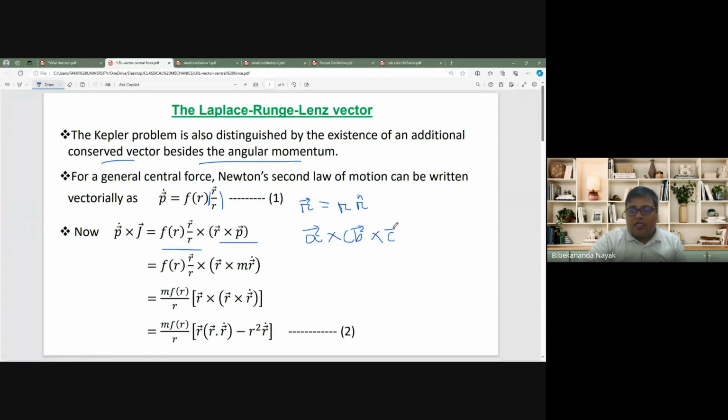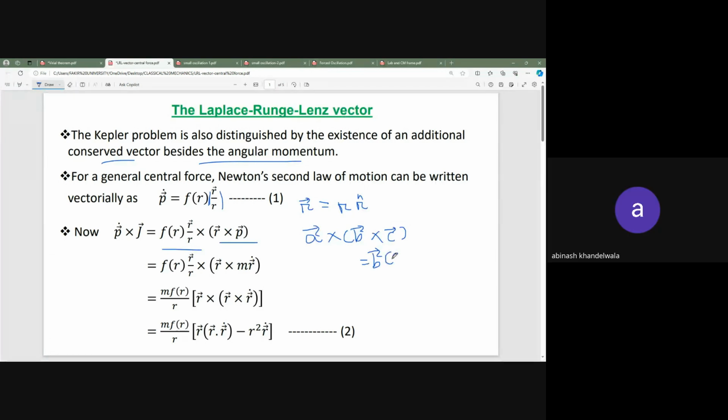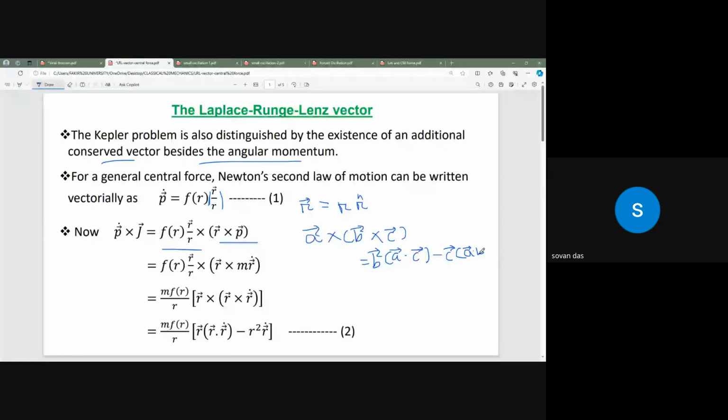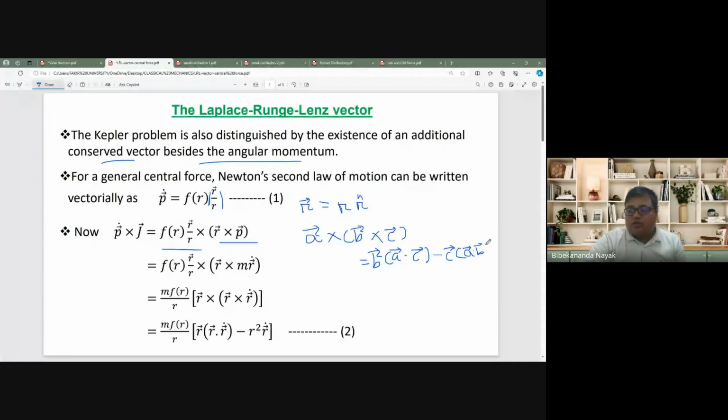The formula is B(A dot C) minus C(A dot B). Okay, this is the formula you know.